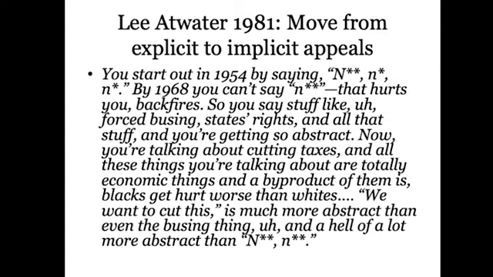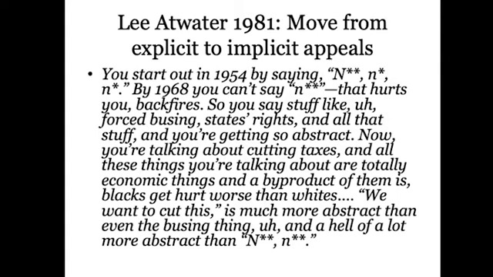But by 68 you can't do that anymore. So you say stuff like forced busing, states' rights, and all that, and you're getting so abstract. And now when you go into the 80s, you're talking about cutting taxes, and all these things you're talking about are totally economic things. And a byproduct of them is blacks get hurt worse than whites. We want to cut this. It's much more abstract than busing, and much more abstract than this racial epithet.